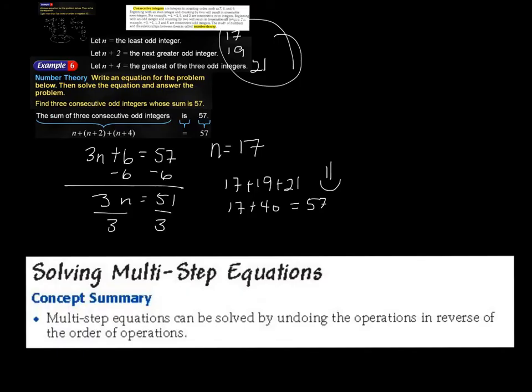So our big idea is that multi-step equations can be solved by undoing the operations in the reverse order of our order of operations. So PEMDAS is still our friend, but instead of worrying about parentheses, exponents, multiplication, division, addition, subtraction, we're going to undo addition, subtraction first, then undo multiplication and division, and then undo exponents and undo parentheses in whatever reverse order we need to do.